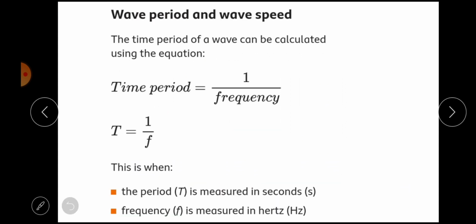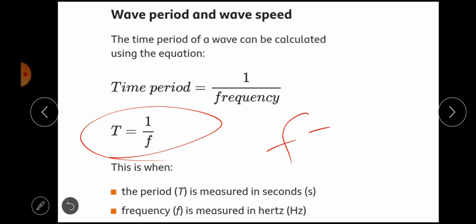That is the speed. Wave period and wave speed. The time period of a wave can be calculated using this equation. So you can use this equation to play around with frequency and period. The period is equal to 1 over frequency. Also, if you want to find f, you can make f the subject of the formula. You're going to find that frequency is equal to 1 over period.